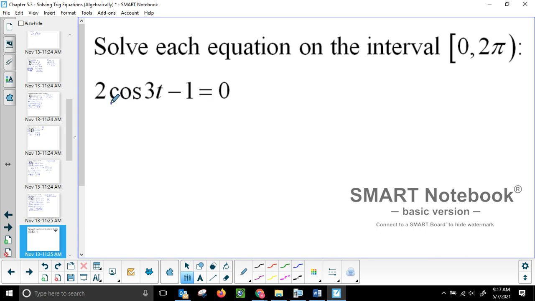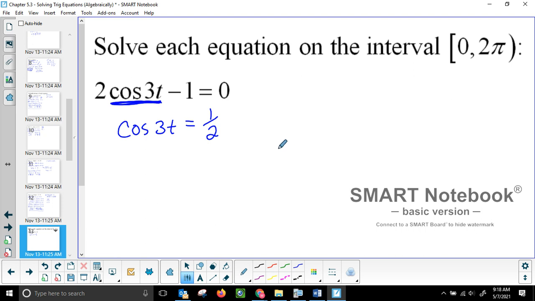So I'm still trying to get my trig expression isolated, but I'm not messing with that 3. I just want to get cosine of 3t by itself. So just like normal, I would still add 1 first and then divide by 2. And we get cosine of 3t is equal to 1/2.